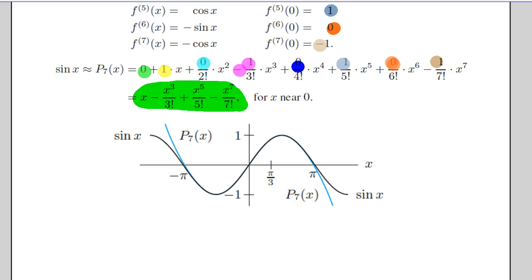And this is really nice. As you can see, even though it's about 0, it does a good job all the way up to negative pi and pi. It seems to match really close. So again, the higher the degree of the Taylor polynomial, the longer the range over which the approximation is good.